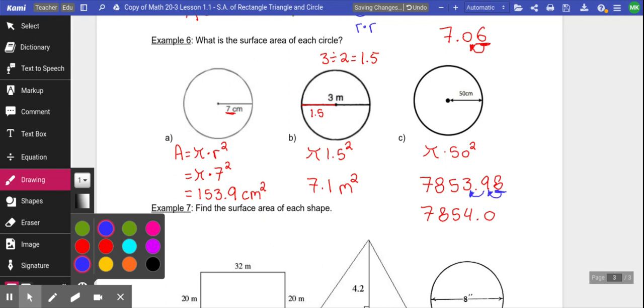Did you use 3.14? Maybe I just put it in. Nope, that's what happens if you use 3.14. That's why they're using all the digits in pi. So he actually got 7,850 by not using all the digits of pi. So it does make a difference. Make sure you're using pi if you're doing it on a test or something like that.